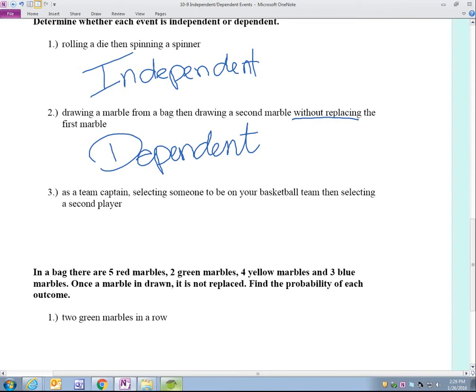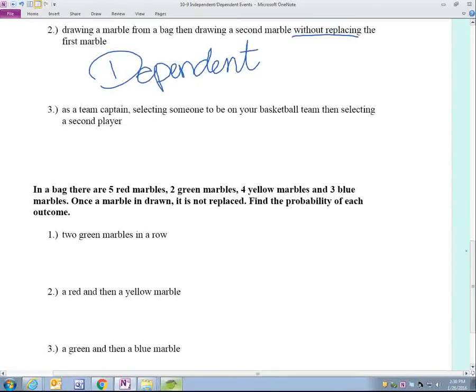As team captain, selecting someone to be on your basketball team, then selecting a second player. Yes? Dependent. Can you tell me why? Because if you select someone first, then you can't select that first person to be your second person. Yeah, exactly. They're already on your team, right?